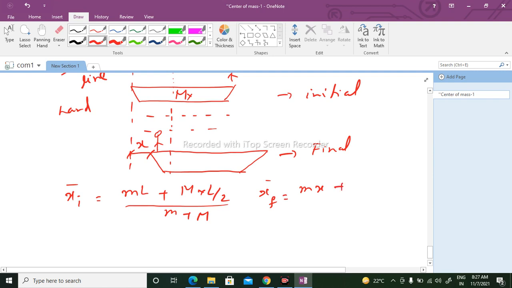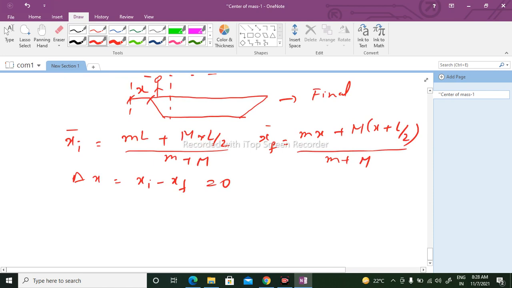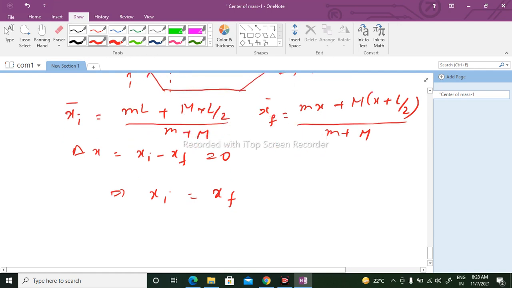Coming to the boat, it will be capital M into (x plus L by 2), divided by M plus m. Just now we have seen that delta x will be equal to 0. That means, what is delta x? Delta x is x initial minus x final, which is equal to 0. It implies x initial is equal to x final. So we will equate these two.